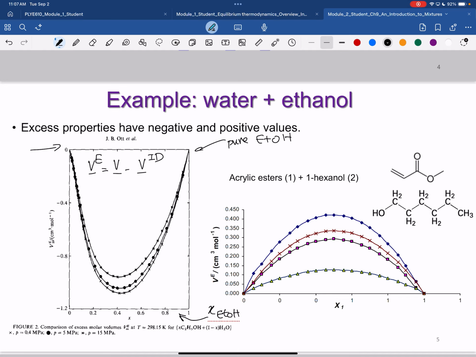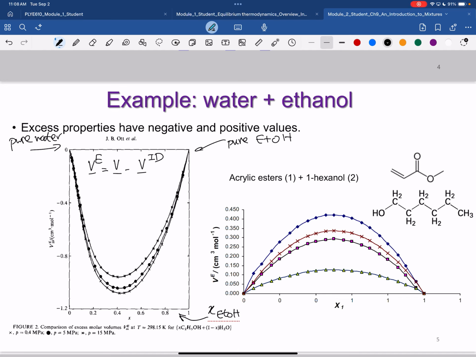What is here? Pure water, right? And again, your excess volume is 0. So it means that volume is additive. Whatever composition you consider, different curves correspond to different pressure values here, and we are fixing the temperature at room temperature, 298 Kelvin, and you can see that your excess volume is always negative. So that's the basic take-home message for the water-ethanol system.